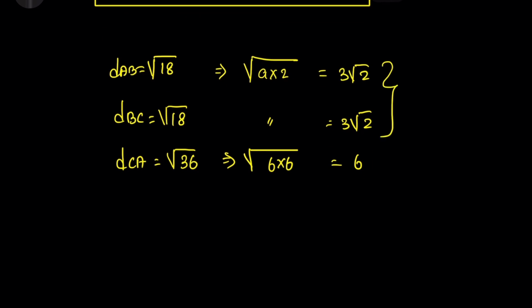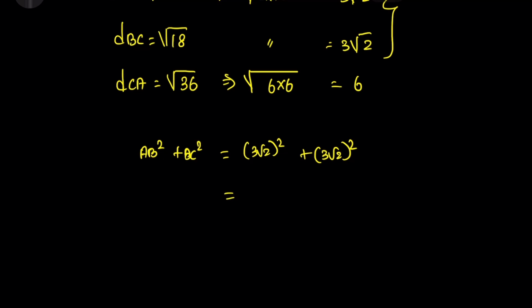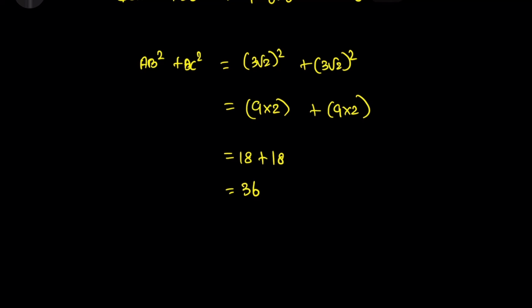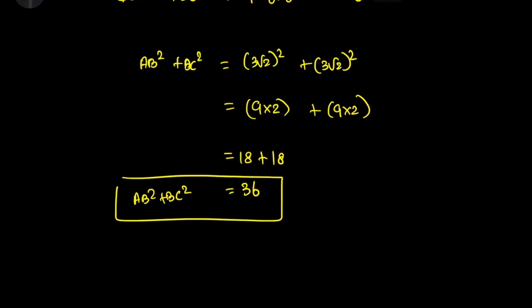So now, we check. AB square plus BC square is equal to 3 root 2 square and the same 3 root 2 then square. So 3 square is 9, 9 times 2, 18 plus 18, then it is equal to 36. So AB square plus BC square value is 36. Then CA square, so 6 times 6, that is equal to 36.